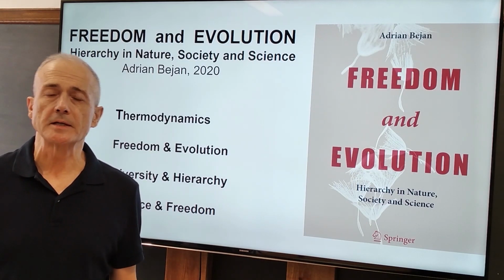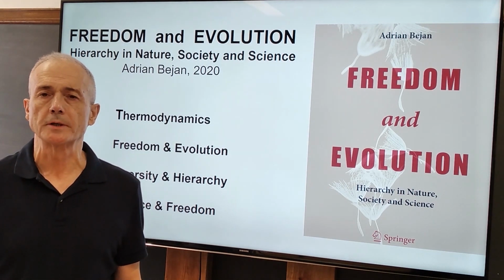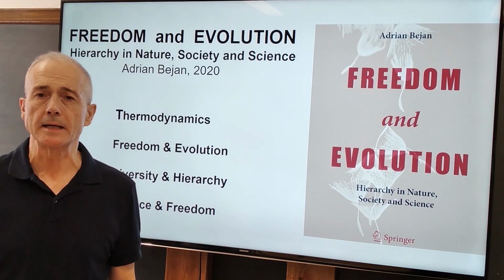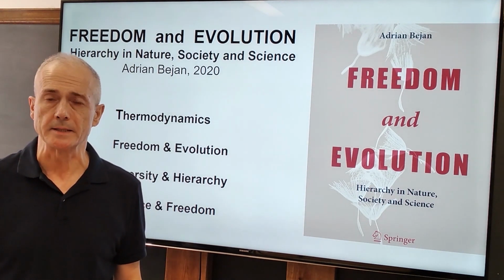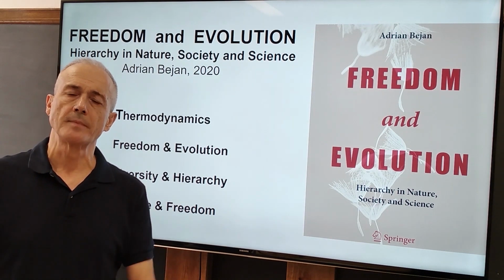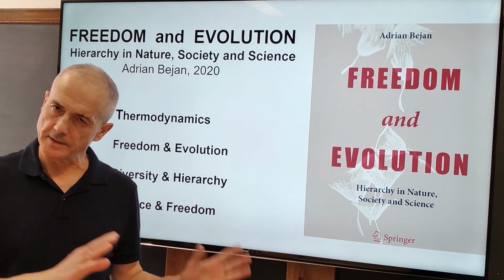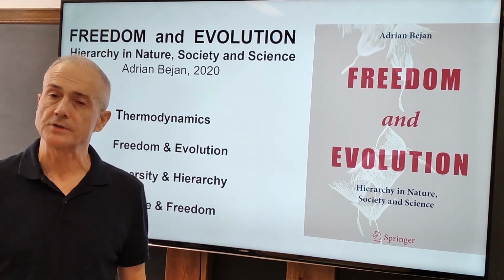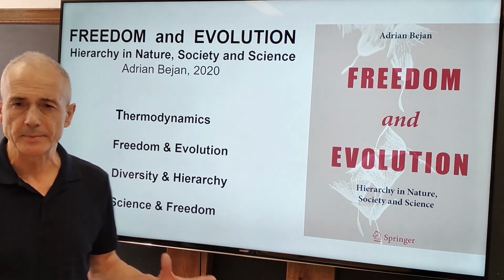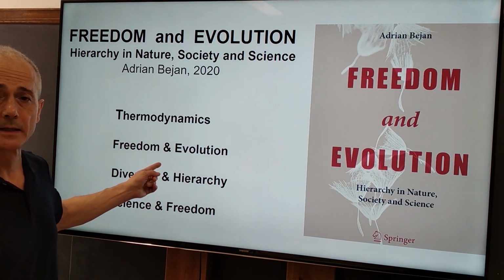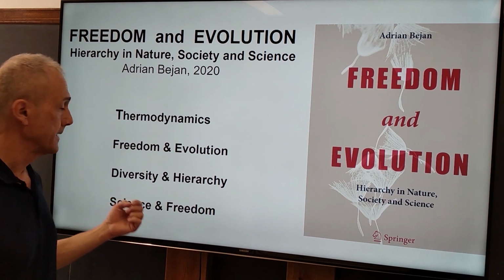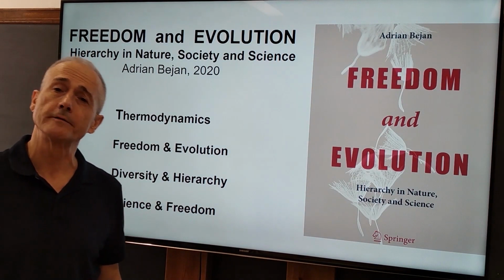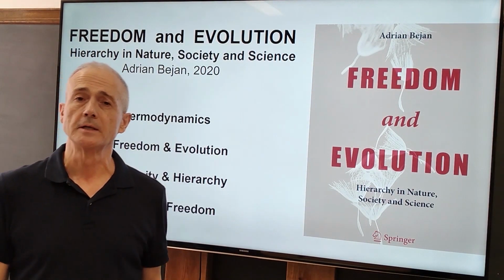Welcome. This lecture is a brief introduction to my new book, Freedom and Evolution, with a subtitle, Hierarchy in Nature, Society, and Science. It is a broad area, too long for this short lecture. Therefore, I reduced it to the essentials, which are covered in the book, namely 4 topics. One is thermodynamics, then freedom and evolution together, diversity and hierarchy together, and science evolving itself in the direction of more and more freedom.